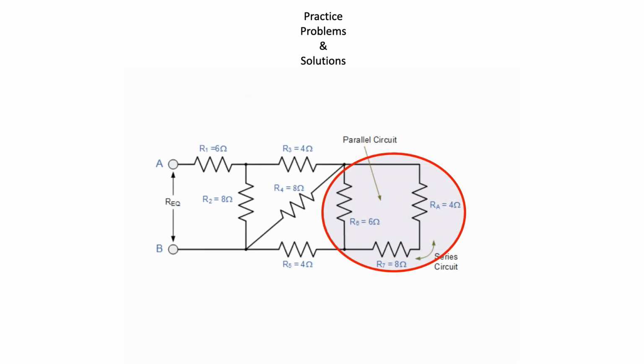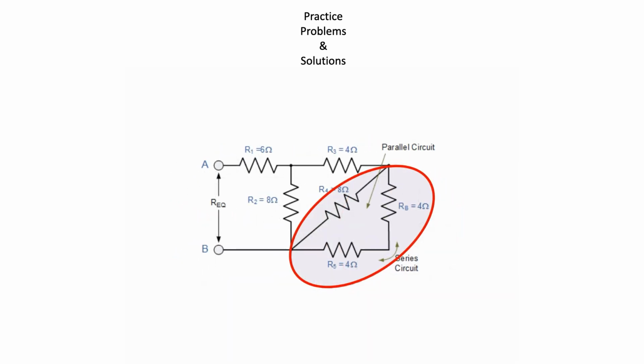Now, RA is in series with R7, therefore the total resistance will be RA plus R7, which is 4 plus 8, or 12 ohms. This resistive value of 12 ohms is now in parallel with R6 and can be calculated as RB, which is calculated similarly to the previous calculation. 6 times the quantity 4 plus 8 divided by 6 plus 4 plus 8, which is equal to 4 ohms.